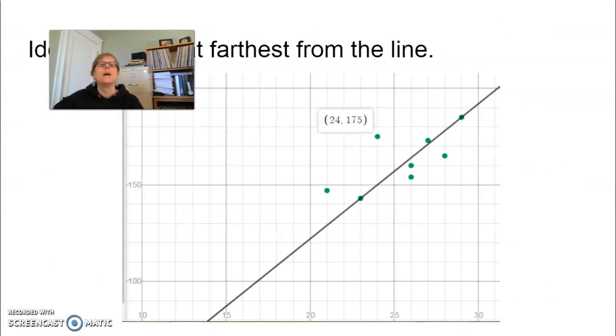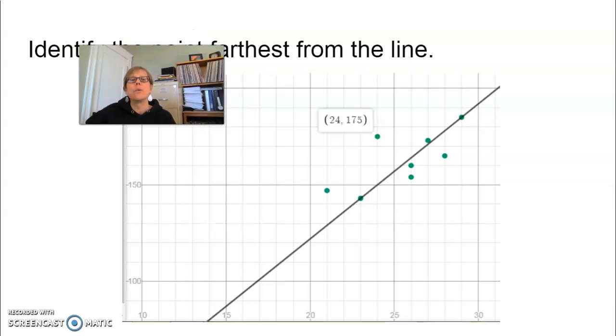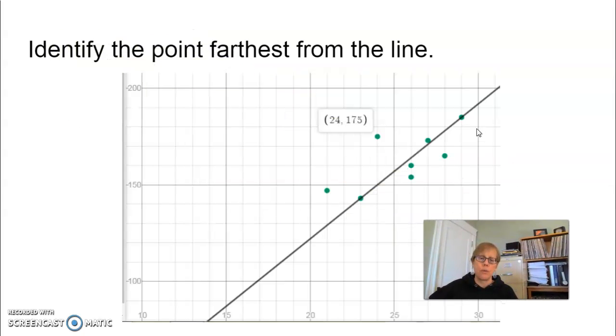All right, then the next thing that we had to do for this question is identify the point farthest from the line. This was pretty easy for me to figure out. It's this one. I just had to eyeball it. So it's 24, 175.